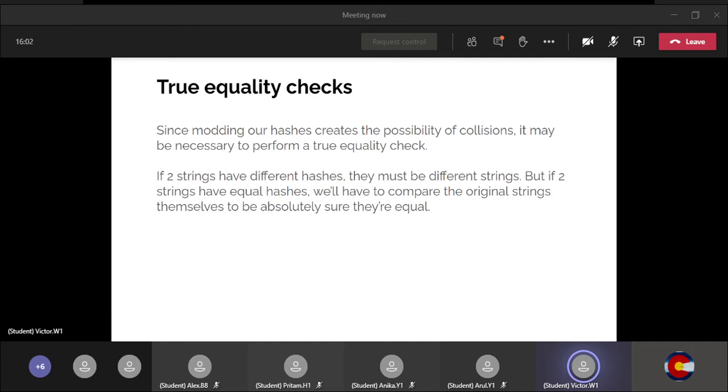But if you wanted to be absolutely sure that two strings are equal, then you have to do a true equality check, which is just checking if the original strings are equal. So if two strings have different hashes, then they're for sure different. But if two strings have equal hashes, you have to do a true equality check to check if they're equal.